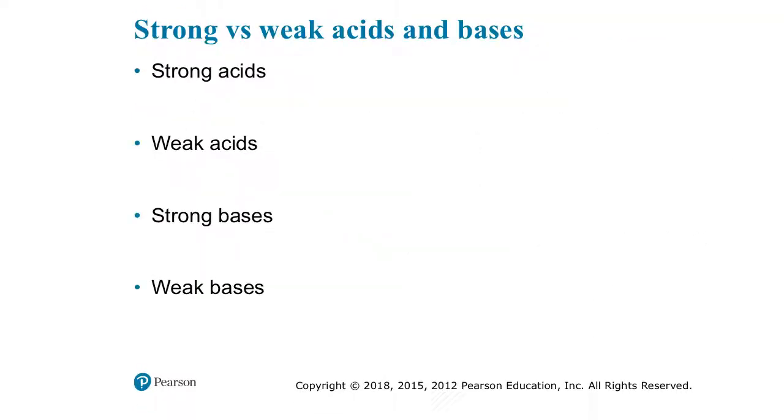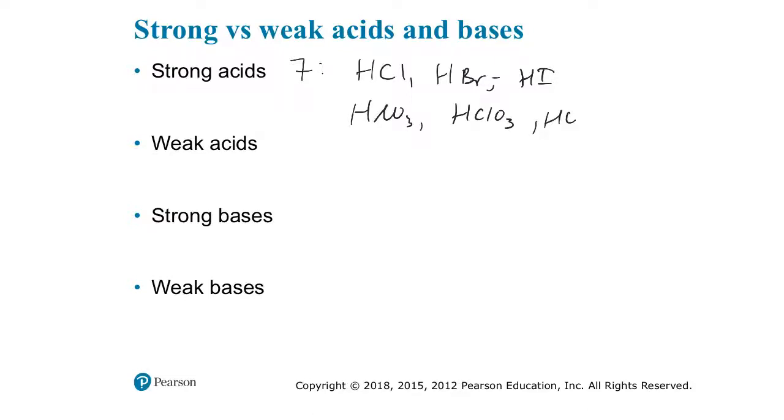Let's review our strong acids. We have to memorize the 7 strong acids. So 7 strong acids: HCl, HBr, and HI. And then HNO3, HClO3, HClO4, and then the first H+ from H2SO4. So only that first H comes off 100% in a solution of sulfuric acid. So those are our 7 strong acids.